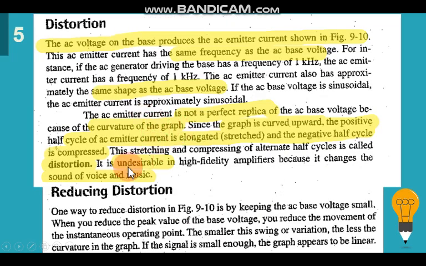So how can we reduce this distortion? Of course, this distortion is undesirable. In a high frequency amplifier, because of this, it will change the sound of voice and music. So it is undesirable. How can we reduce this distortion? We can keep the AC base voltage as small as possible. The smaller the swing or the variation, the lesser the curvature in the graph, and for a small signal, the graph will appear to be linear.